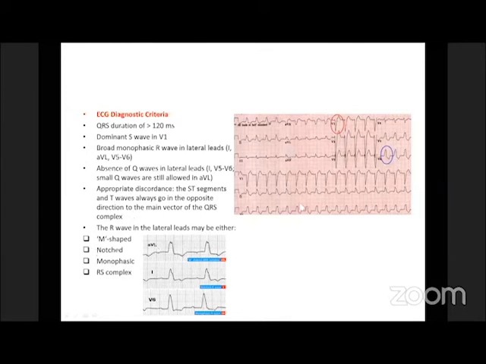And the morphology of the R wave is sometimes M-shaped or could be notched, sometimes monophasic or RS complexes. So it is not necessary only to be M-shaped. Every morphology is possible.